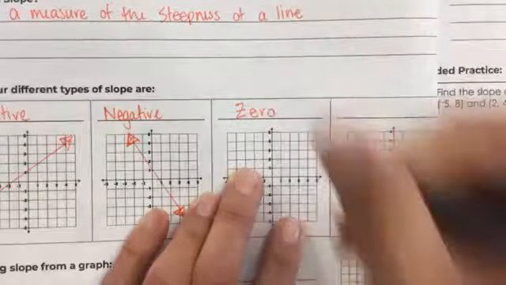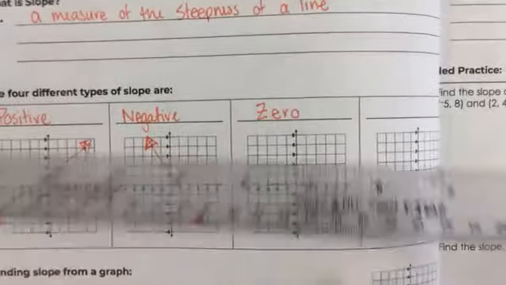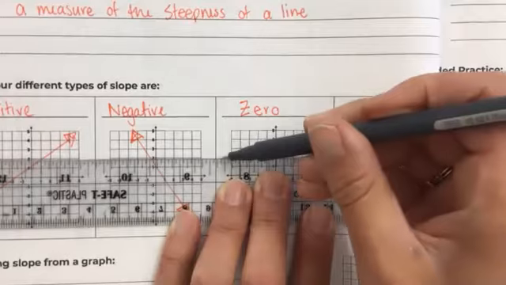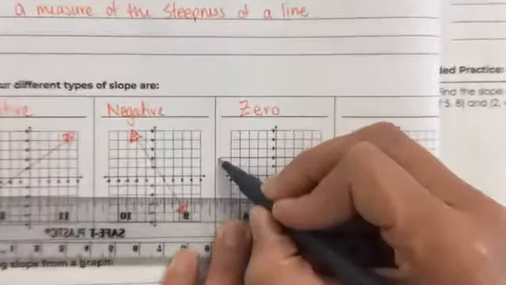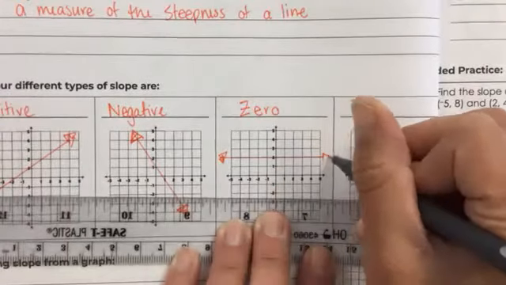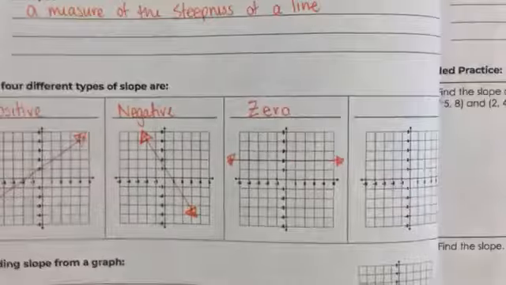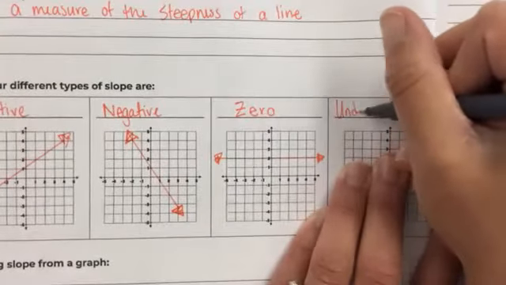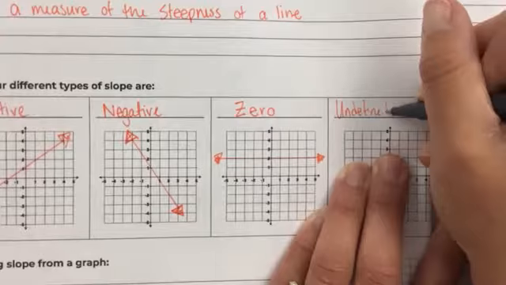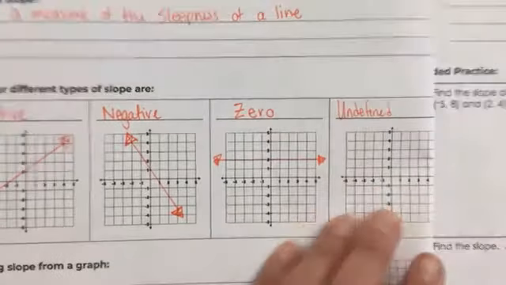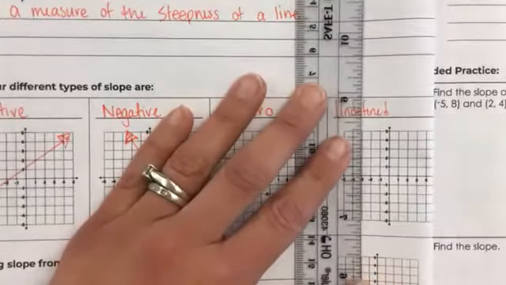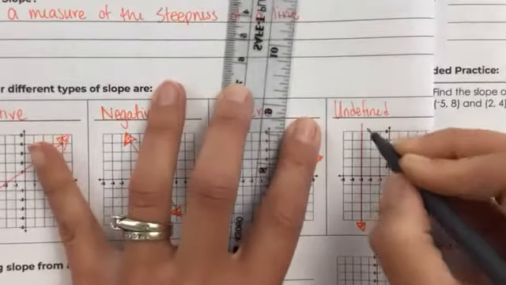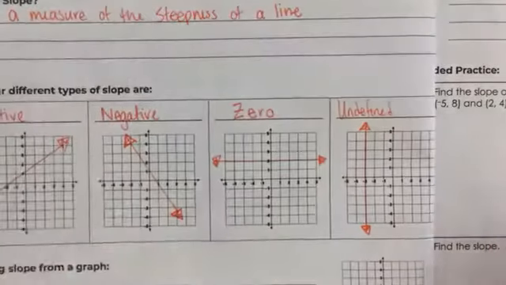Then we have those zero slopes. Now, zero slope is a flat line anywhere on the coordinate grid. And then the last one is undefined. And undefined are those vertical lines, straight up and down. Okay.